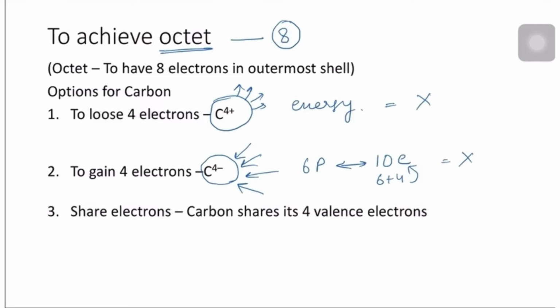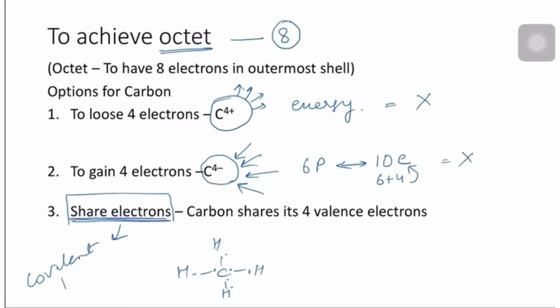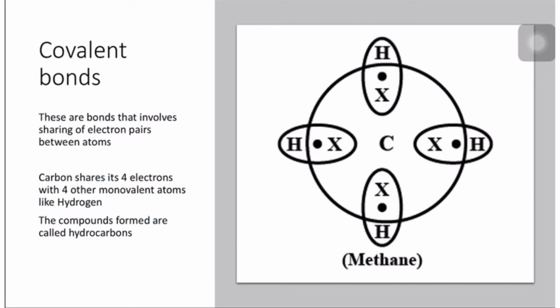Now the option left for carbon is to share the 4 electrons, right? It will share the 4 electrons with other 4 atoms. This way, carbon will achieve the octet, right? So the option left for carbon is to share electrons, and this is called covalent bonding. Right? Now covalent means what? To help or to share.